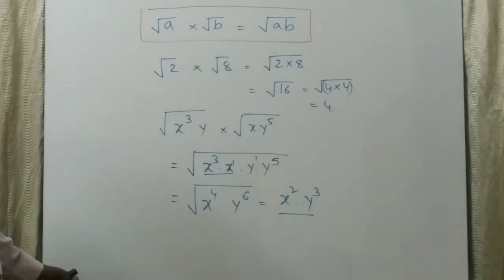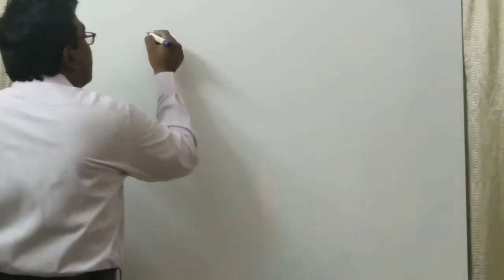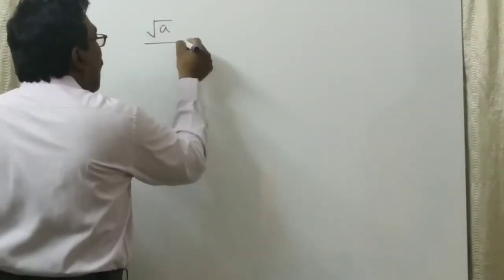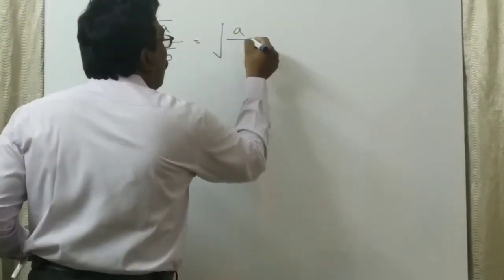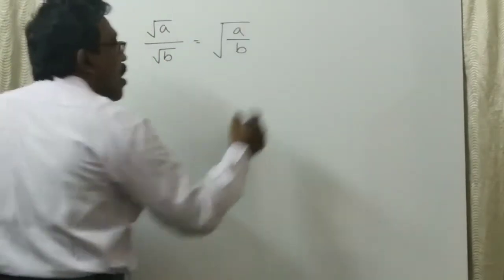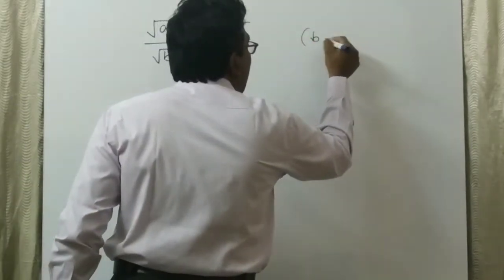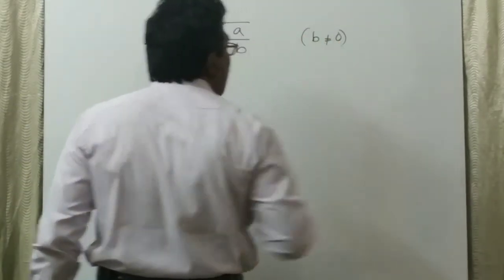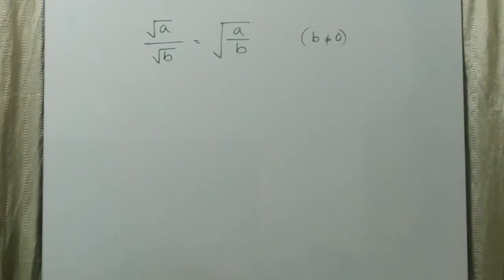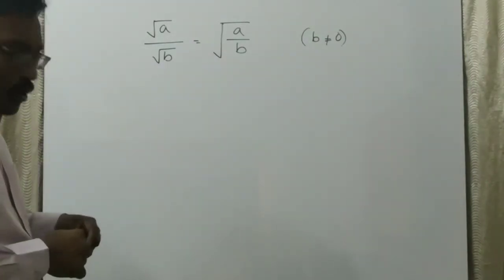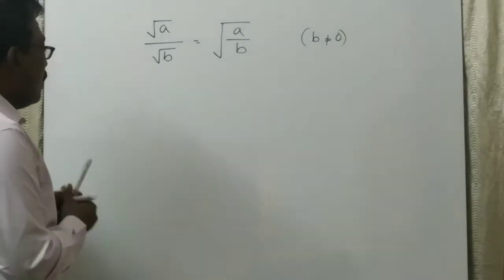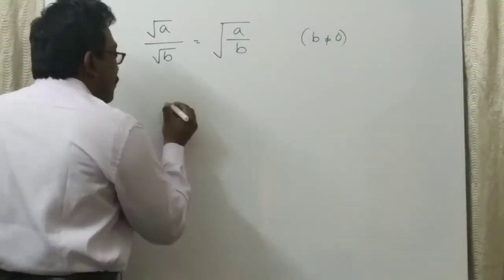Now we'll discuss the second property. Your second property is root A by root B is equal to root of A by B, where B is not equal to 0. B should not equal 0. Some examples we will see.